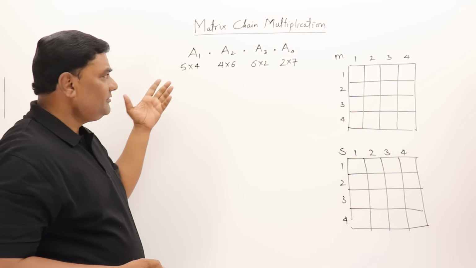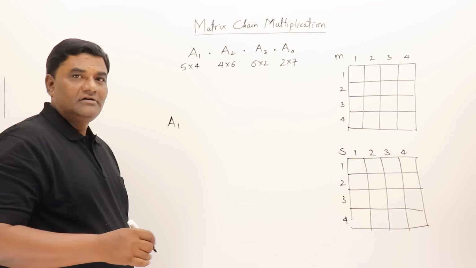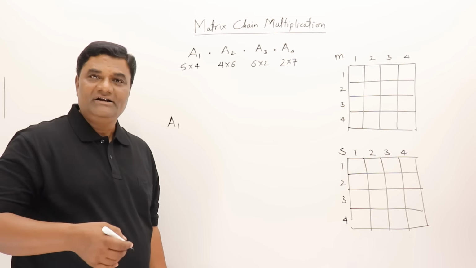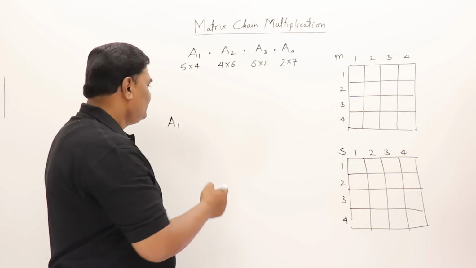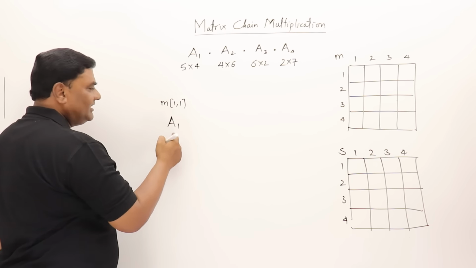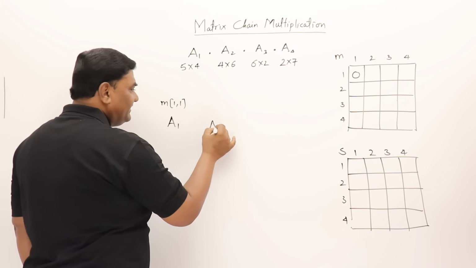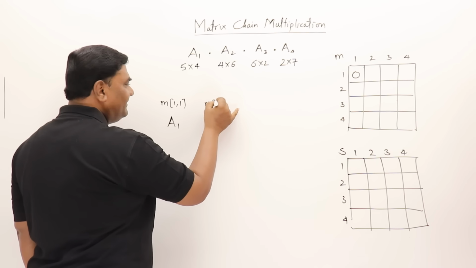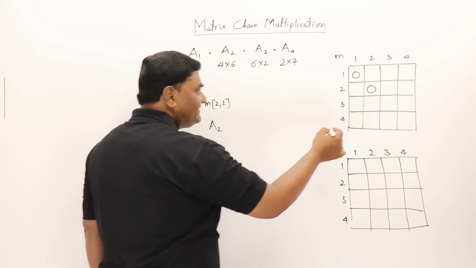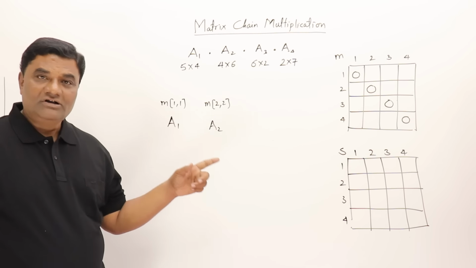So actually we are talking about multiplication. Let us take just A1, not multiplied with anything. So what is the cost of multiplication? It's not multiplied with anything, so the cost is 0. When I say A1, let me call it M of 1 comma 1. So M of 1 comma 1 is 0. Then if I take just A2, this will be M of 2 comma 2, and there is nothing multiplied, so this is also 0. Same way M of 3 comma 3 is 0, 4 comma 4 is 0. So this is the small problem.